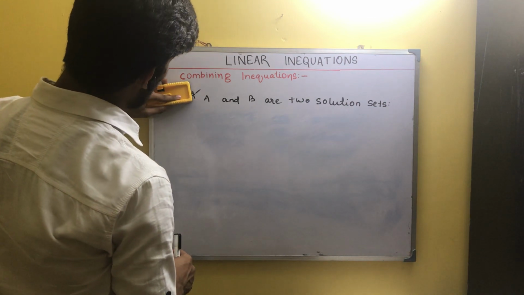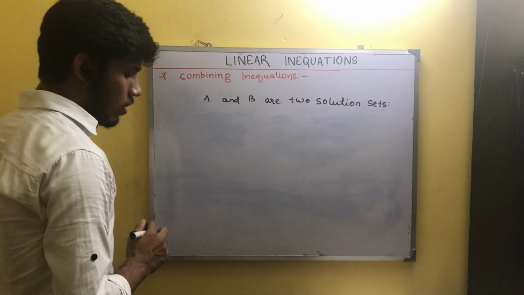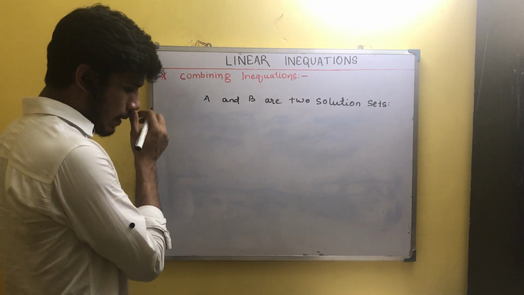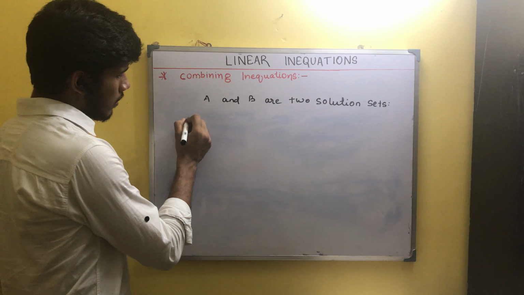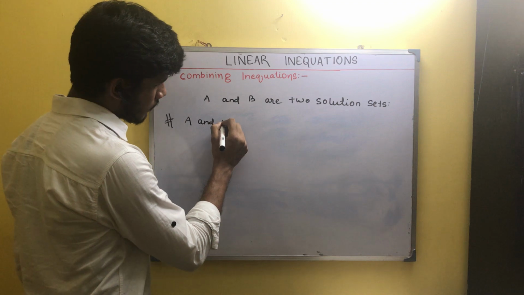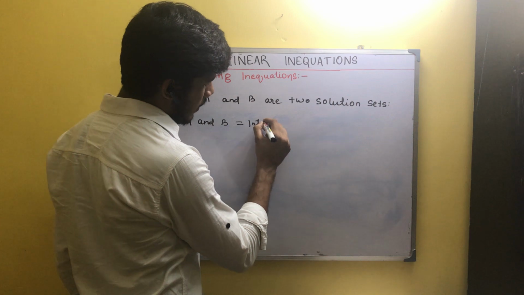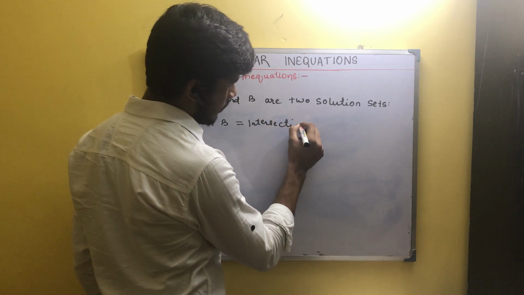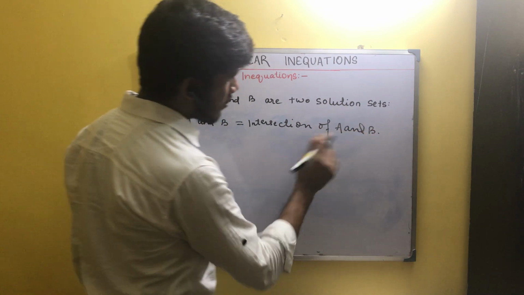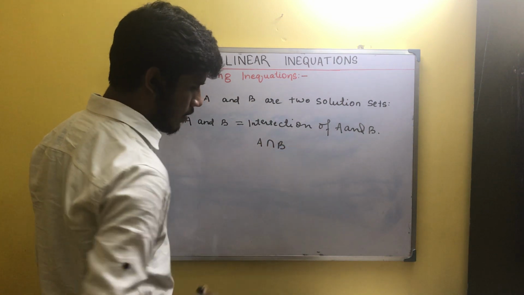When we get two solution sets in the same question, now A and B are two solution sets. Now what does this say is, if in the question they have given find A and B. Now first thing is A and B. This means they are talking about intersection of A and B, that we represent as A intersection B, isn't it?